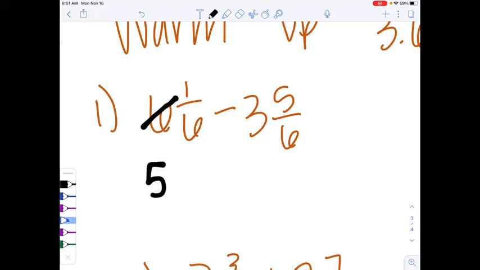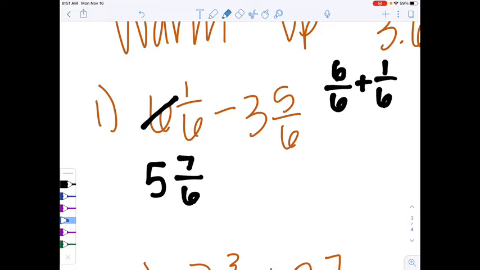So that's going to turn into 5. And then in this problem, 1 whole is 6 out of 6 because our denominator is 6. So I'm going to add that 1 whole to my fraction of 1/6. 6 over 6 plus 1 over 6 is 7/6. So these two numbers right here, 6 and 1/6 and 5 and 7/6, are the exact same.